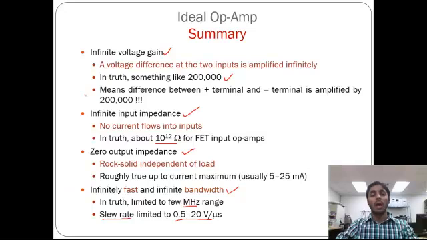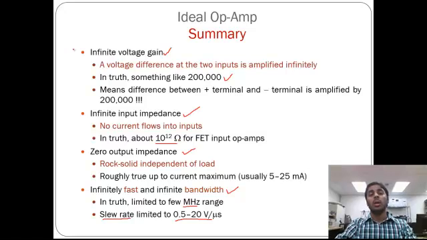Ideally speaking, an op-amp should have an infinite voltage gain, an infinite input impedance so that you will not load the source, zero output impedance so that you can give as much current as the load wants, infinitely fast speed and infinite bandwidth. But we are aware that no circuit in a real or practical manner is ideal. So we are trying to get to these characteristics, but every time we are short of the ideal characteristics.